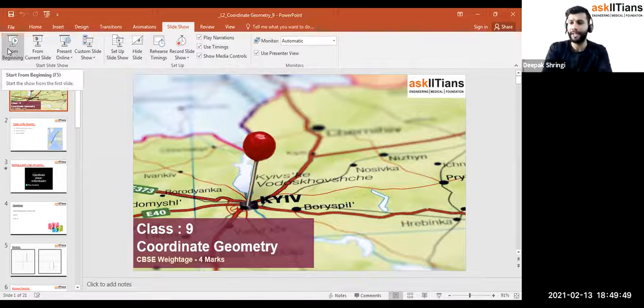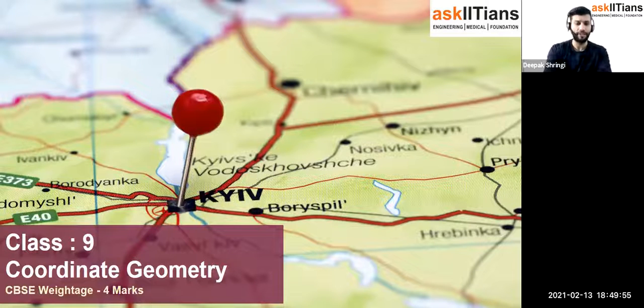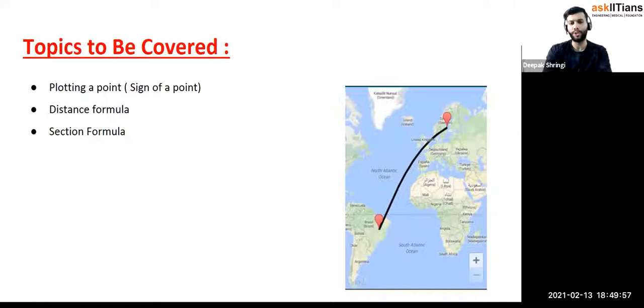So in coordinate geometry, this is an important chapter for your school exams and your boards as well. Weightage is 4 to 5 marks. In today's session, we are going to learn about plotting a point, how we plot a point. We have already learned about it. Distance formula is something new for us, and section formula is something new for us. These things are not there in the NCERT book. This is something beyond the level of NCERT that we are going to learn.